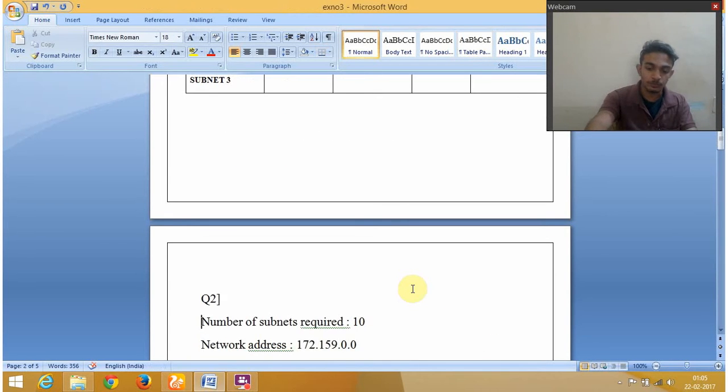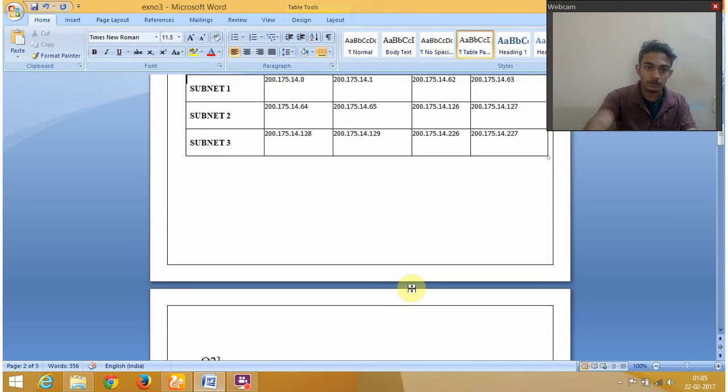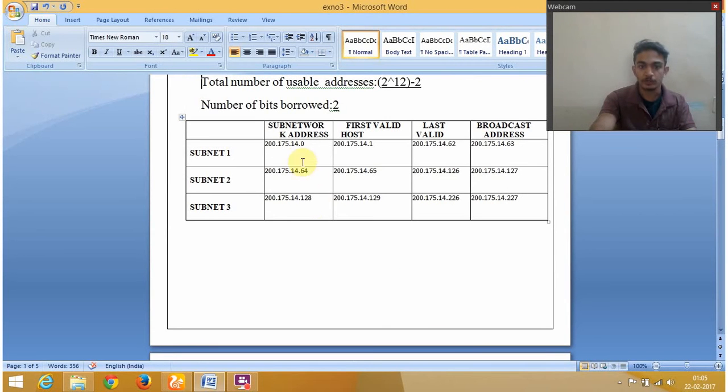And then this is the addressing table I've created. These are the networks available, and this is the last usable address range, and these are the broadcast addresses.